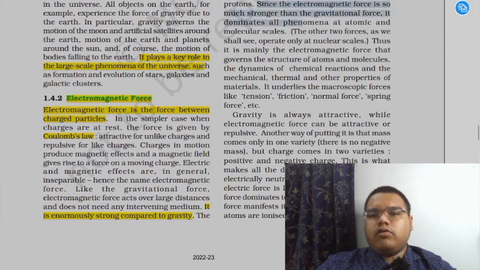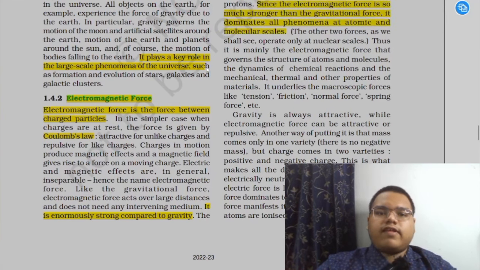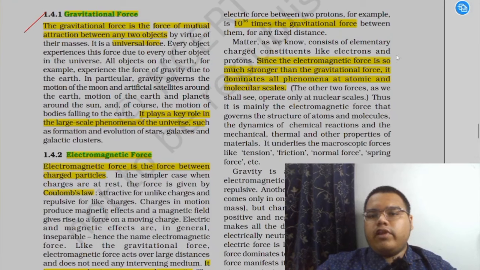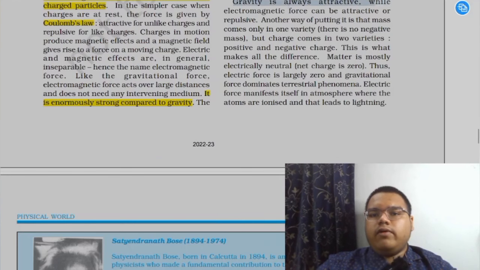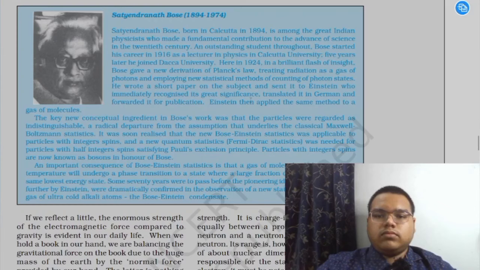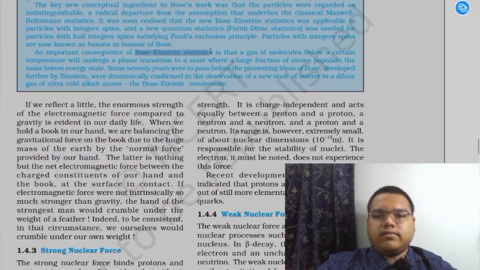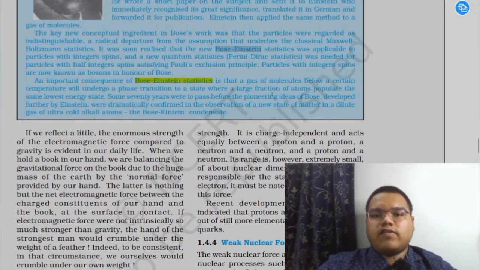Electromagnetic force dominates all phenomena at atomic and molecular scale, but at macromolecular scale, gravitational force is the most important. But at molecular scale, the electromagnetic force is the most important. Gravity is always attractive, while electromagnetic force can be attractive or repulsive. Now just read this about Satyendranath Bose, Bose-Einstein statistics, Bose-Einstein condensate models.